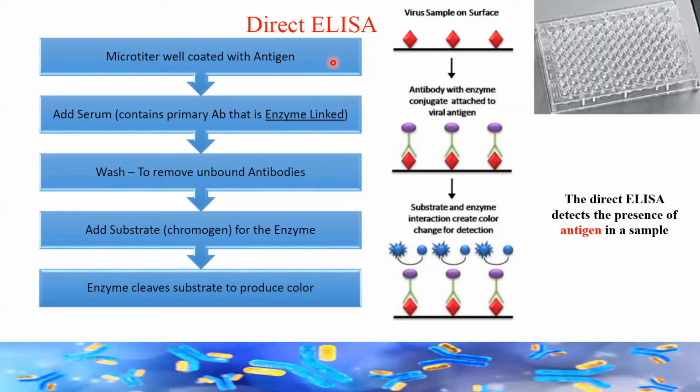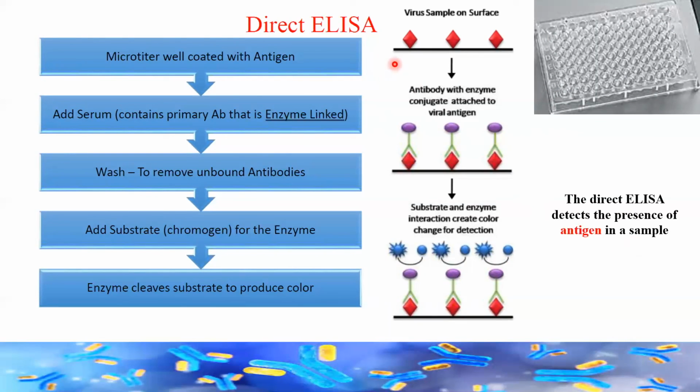A microtiter well is coated with the antigen. I have just shown here the 96 well plate. Whenever I say microtiter well in the lecture, you must understand what we are talking about. This is a 96 well plate, a plate in which there are 96 wells. So when I say microtiter well, I am representing one of the wells in it. This line indicates one of the wells. The microtiter well is coated with the antigen because the direct ELISA detects the presence of antigen.